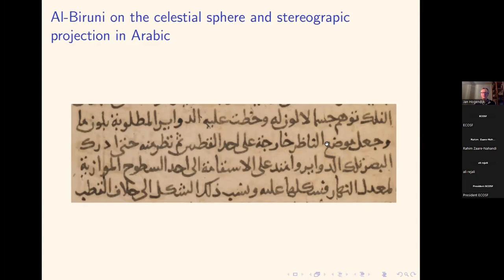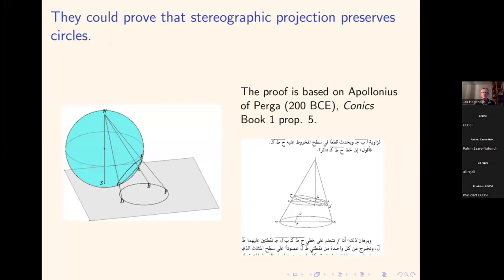They could prove that stereographic projection preserves circles, and they based their proofs most of the time on Apollonius of Perga, the conic sections. He has a proposition on that, which talks about the cone with two circular intersections which are not parallel. So it's the same as what we have here.